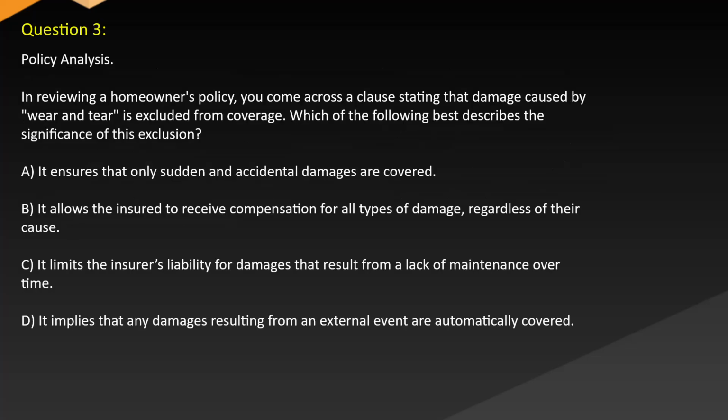Question 3. Policy analysis. In reviewing a homeowner's policy, you come across a clause stating that damage caused by wear and tear is excluded from coverage. Which of the following best describes the significance of this exclusion? A. Ensures that only sudden and accidental damages are covered. B. It allows the insured to receive compensation for all types of damage, regardless of their cause. C. It limits the insurer's liability for damages that result from a lack of maintenance over time. D. It implies that any damages resulting from an external event are automatically covered.